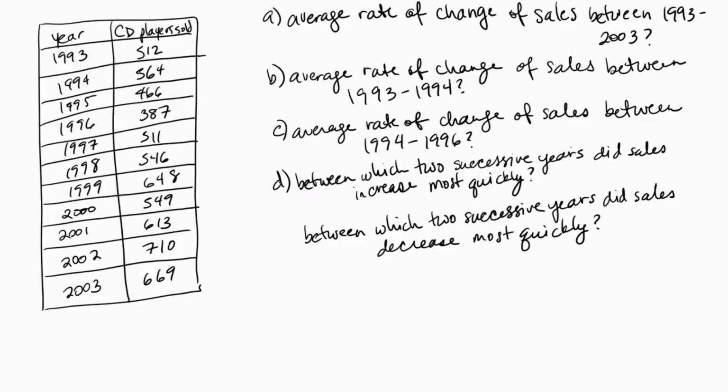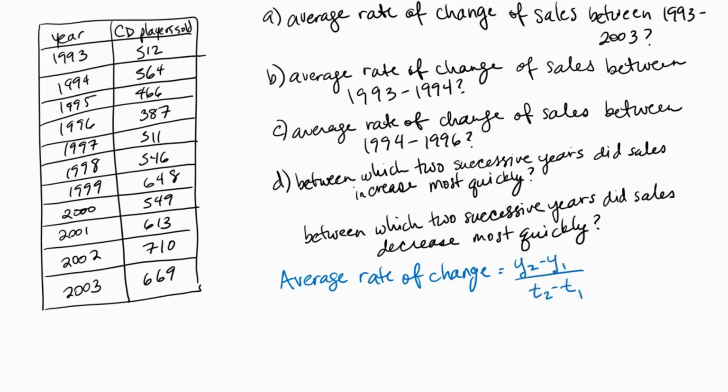So what we're going to do is look at this problem. This problem also asks us to take a look at average rate of change. So we're going to use that same equation that we practiced in the last video. Average rate of change is going to be y2 minus y1 over t2 minus t1.